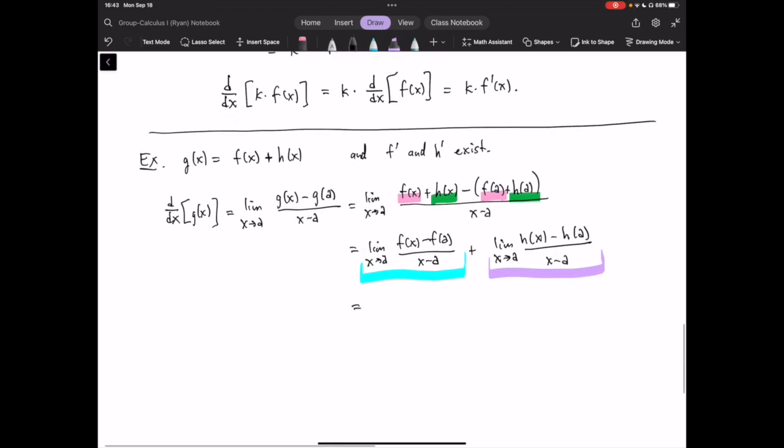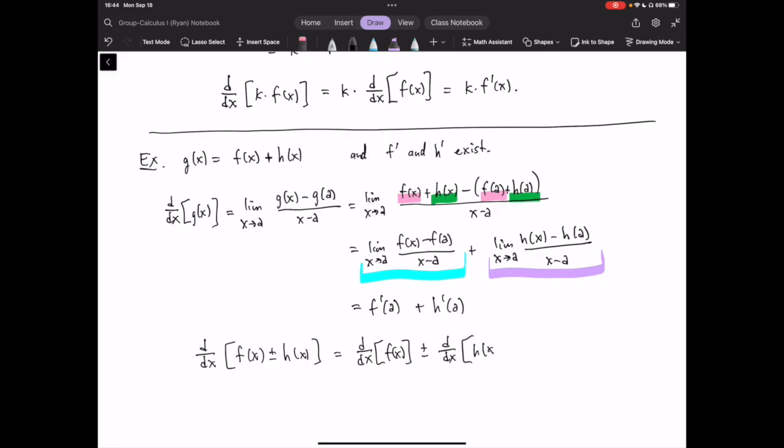Okay, so this one is f prime at a, plus this one is h prime at a. All right, so once again, what we found is that the derivative with respect to x of our sum or difference, so now it's f of x plus or minus h of x, I'm going to write both of them in here. You can work out the case when this is a minus sign; it's a recommended exercise. So the derivative of f plus or minus h is going to end up being the derivative of f of x, provided it exists, plus or minus the derivative of h of x.